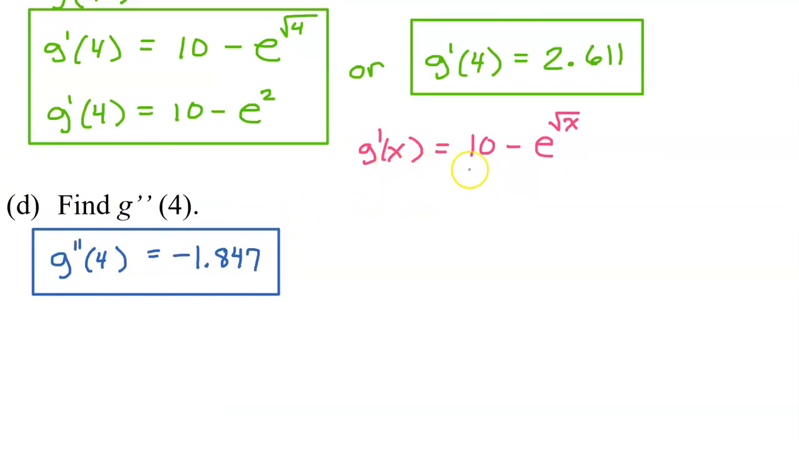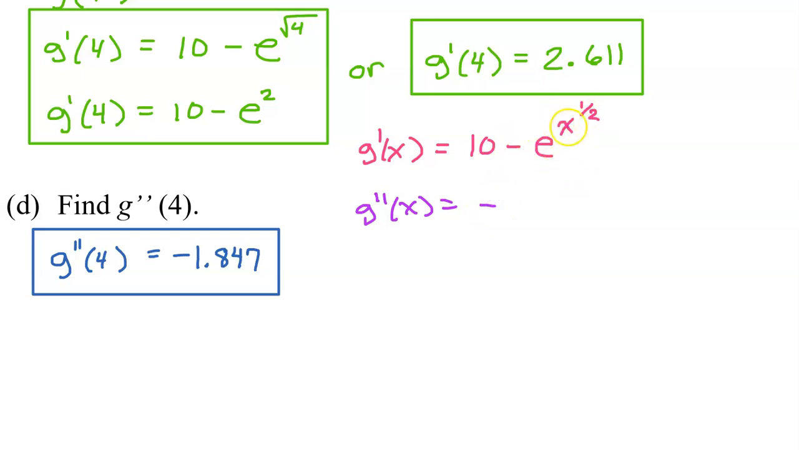Alright, so you can get the same answer this way. Of course, if you really have a lot of time on your hands, you can find g double prime by hand. So we are given that g prime is equal to 10 minus e to the radical x. I'm going to think of it as 10 minus e to the x to the 1/2 power. We can find g double prime by taking the derivative of g prime. Of course, the derivative of 10 is 0, so that's gone. I'm going to bring down this negative sign.